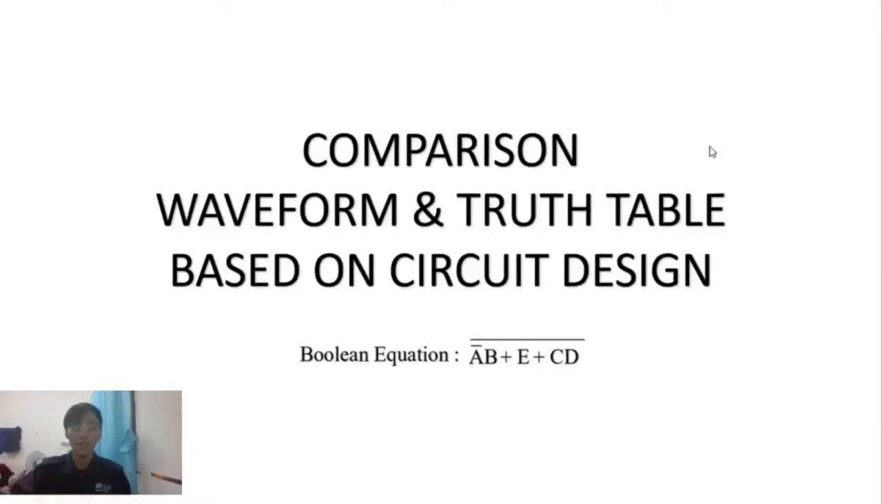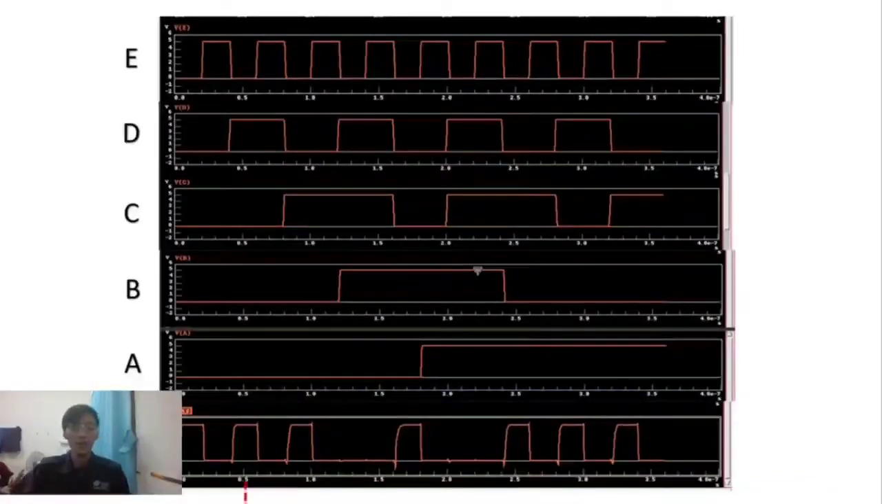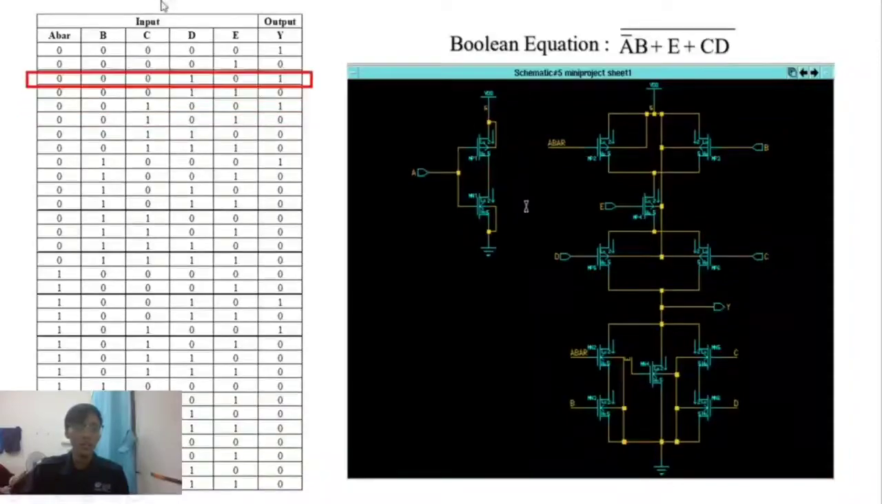So in my part, I'm going to present the comparison of the waveform and truth table based on the circuit design. The first example I will take is where A is 0, B is 0, C is 0, D is 1, and E is 0. If we take a look at the truth table, the output is 1.